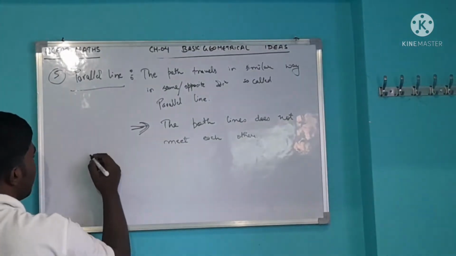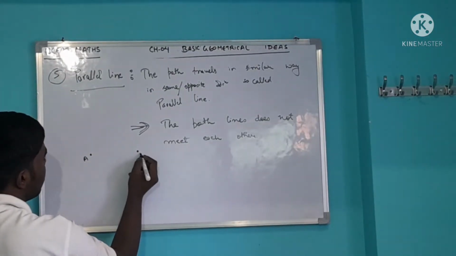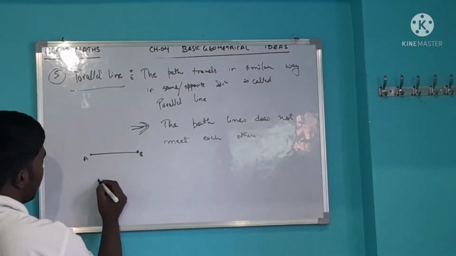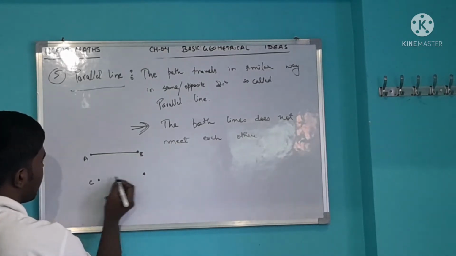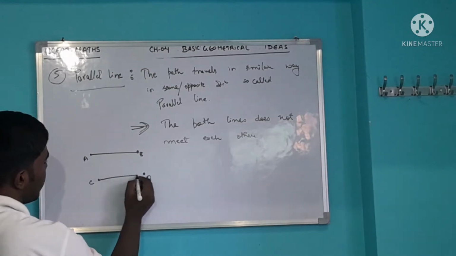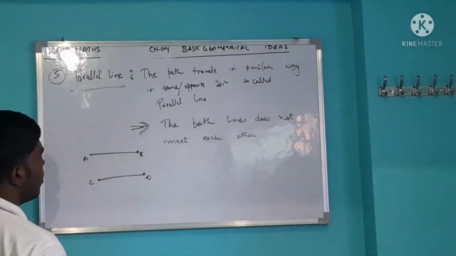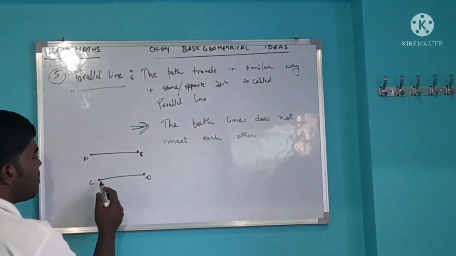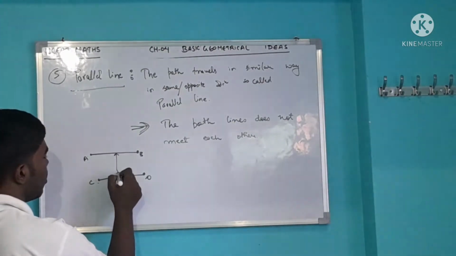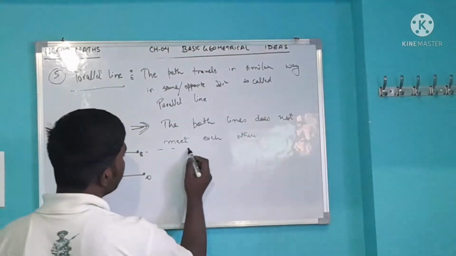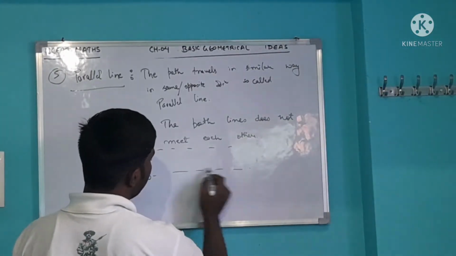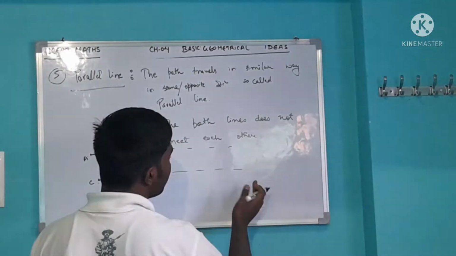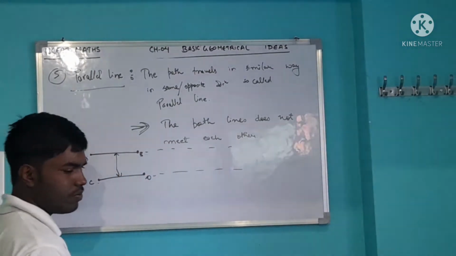Like we have line AB, 2 points joined to form a line. And again we have C and D, and by joining 2 points we get a line. In this topic we see that line AB is parallel to CD. They move in this path, but they don't meet at any point. They don't have any intersecting point.